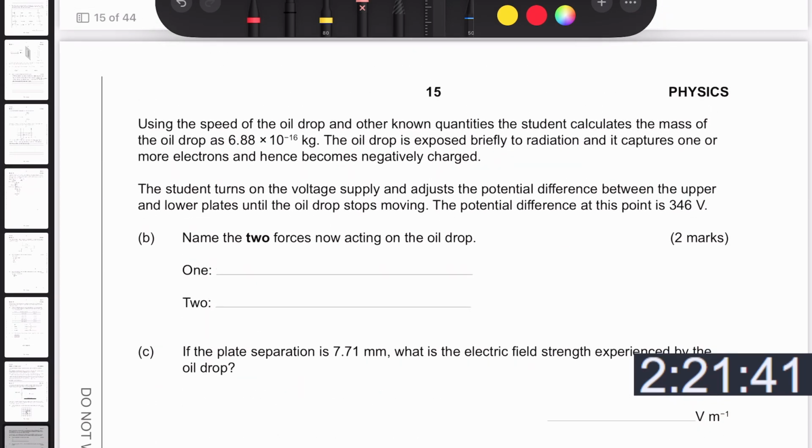Using the speed of the oil drop and other known quantities, the student calculates the mass of the oil drop. The oil drop is exposed briefly to radiation and it captures 1 or more electrons and hence becomes negatively charged. The student turns on the voltage supply and adjusts the potential difference between the plates until it stops moving. Name the 2 forces now acting on the oil drop.